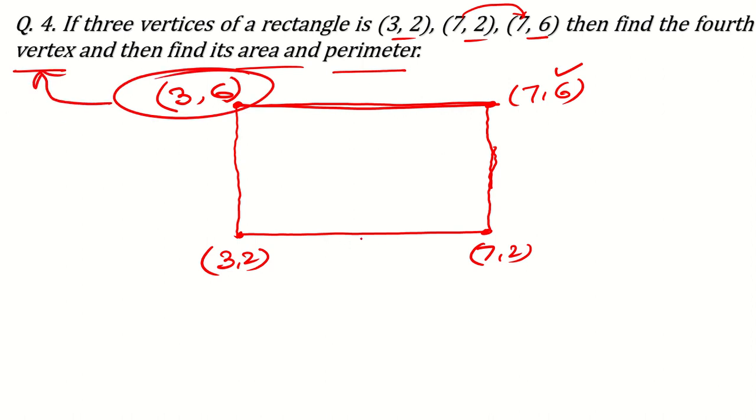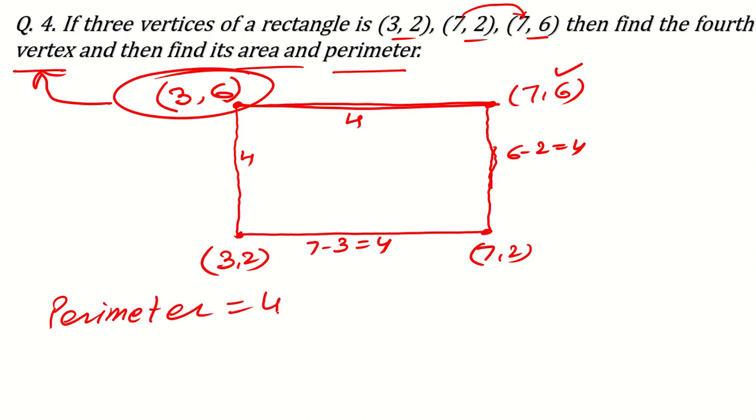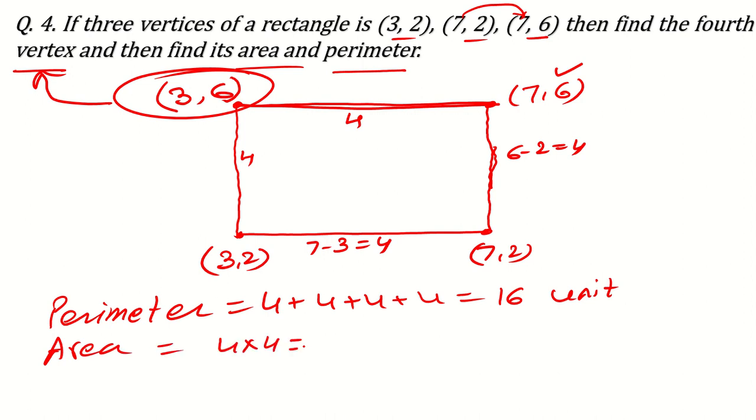And what will be the perimeter? Perimeter, I told you, is the outside line. So 7 minus 3, this is 4, so this is also 4, and 6 minus 2, this is 4, so this is also 4. So its perimeter will be equal to 4 plus 4 plus 4 plus 4 means 16 units. Because nothing is given here, so units. And its area will be equal to 4 times 4, which is also in units, 16 square. Like this you will get the answer.